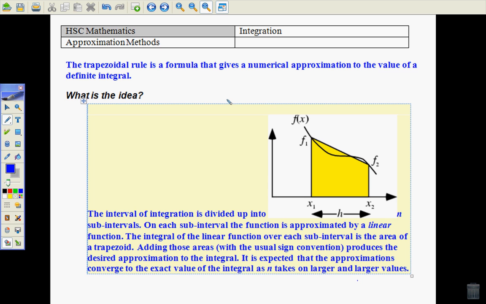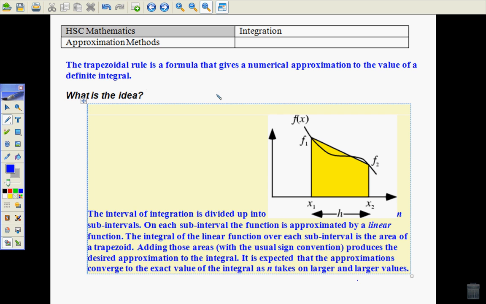Two of the ones we do in this course are what's called the trapezoidal rule and Simpson's rule. But as I said, there's more. There's things like the mid-ordinate rule, and there's other types of rules you can use. The one we want to look at now is what we call the trapezoidal rule.